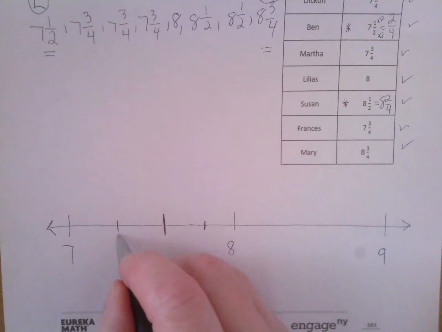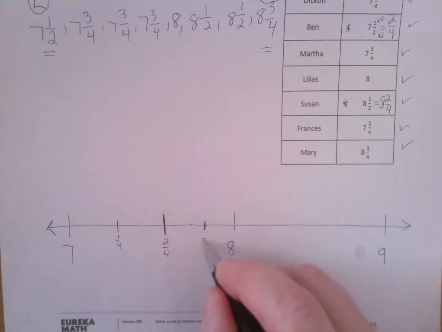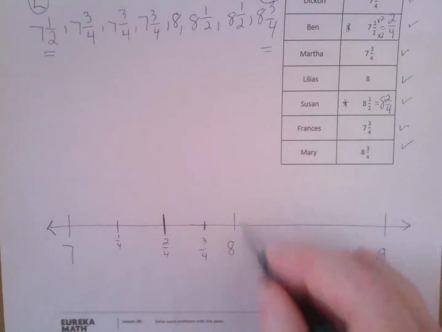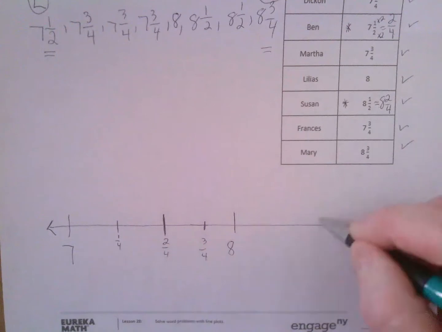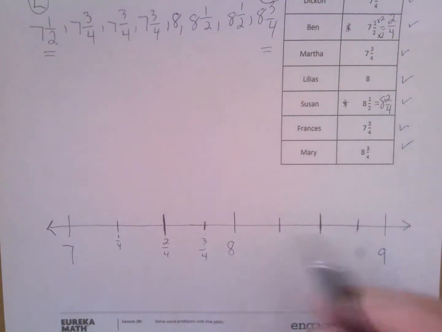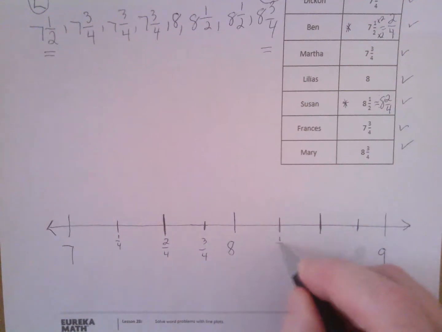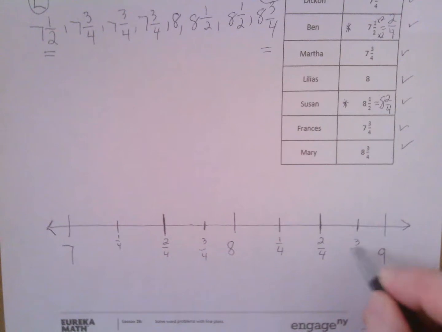So that would be 1/4, 2/4, 3/4, and 4/4 is 1 whole. And I'm going to do the same thing here. This is the half. So then I cut these again in half to make fourths. 1, 2, 3, 4. This would be 1/4, 2/4, and 3/4, and 4/4 is 1 whole.